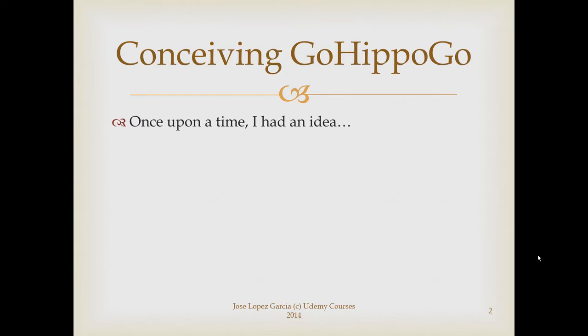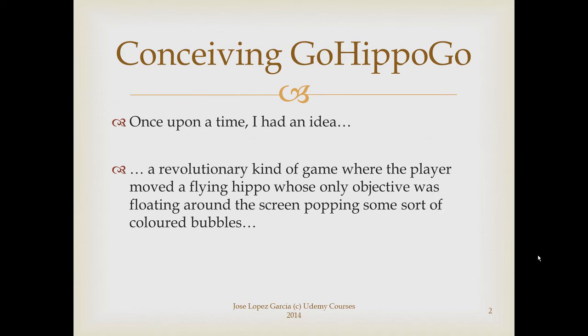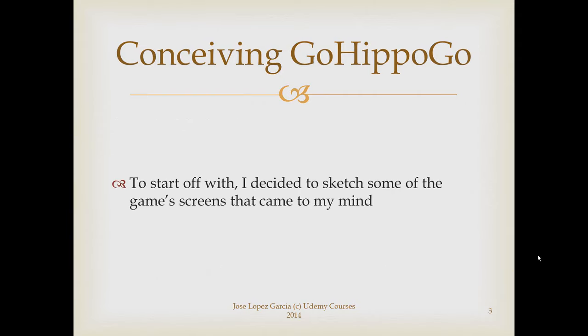Once upon a time, I had an idea. A revolutionary kind of game where the player moved a flying hippo whose only objective was floating around the screen, popping some sort of colored bubbles. Now it's time to turn this cool idea into reality. To start off with, I decided to sketch some of the game screens that came to my mind. This is the first step you should do in the process of conceiving your own game.